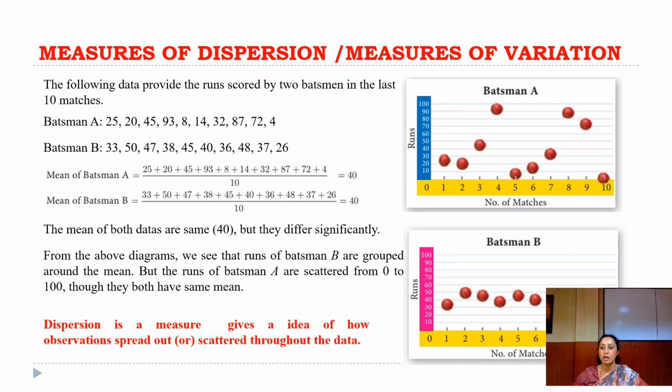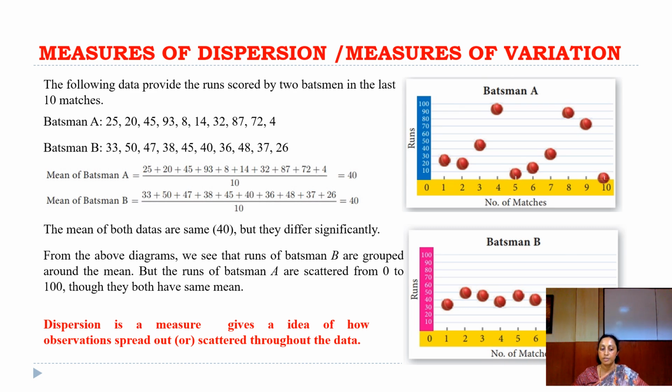In the first, the runs scored by batsman A vary from 0 to 100, whereas the runs scored by batsman B are clustered around the average of 40. Hence, measures of central tendency alone are not sufficient to describe the data. So we study measures of dispersion to describe the data set.